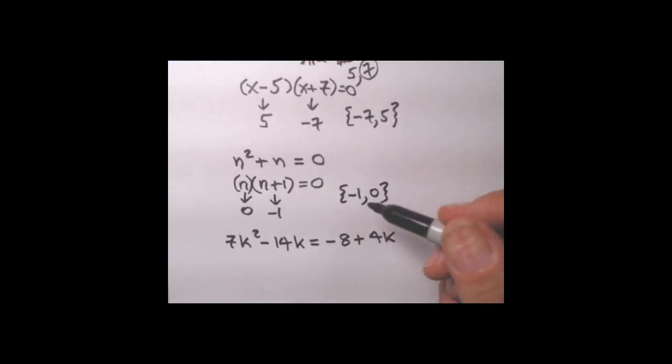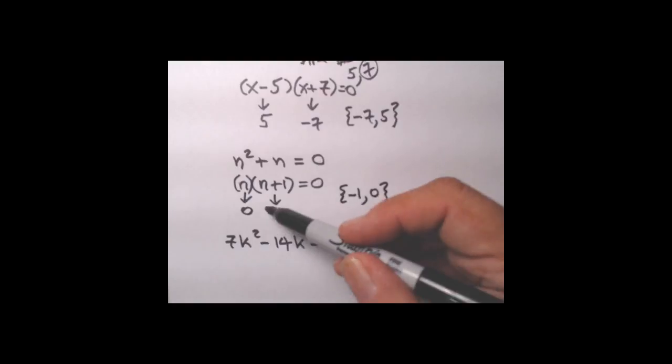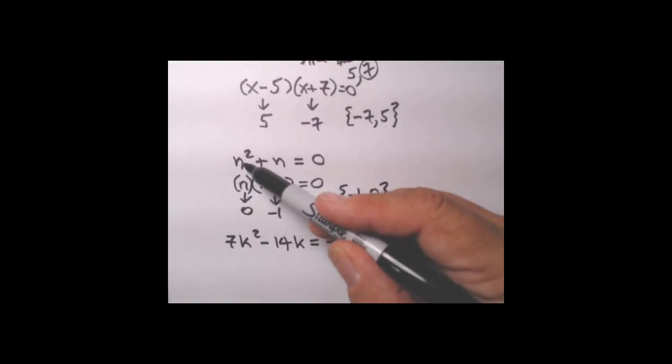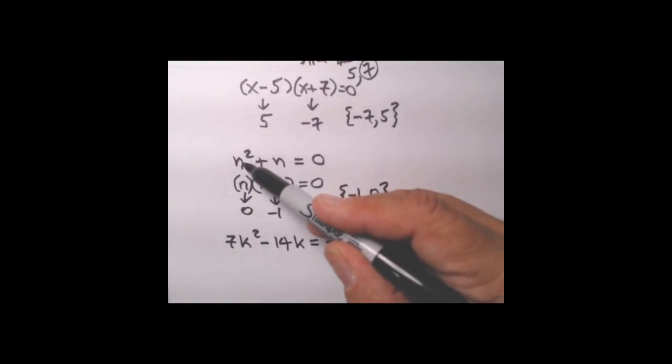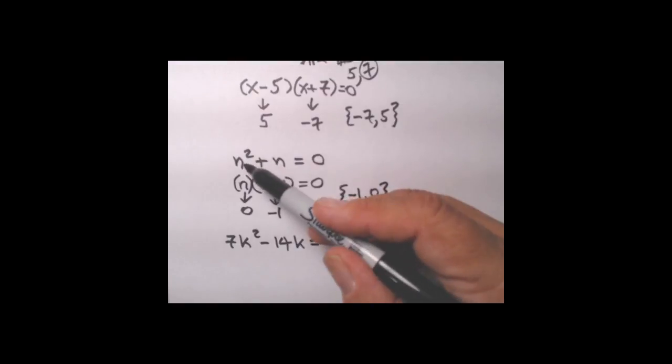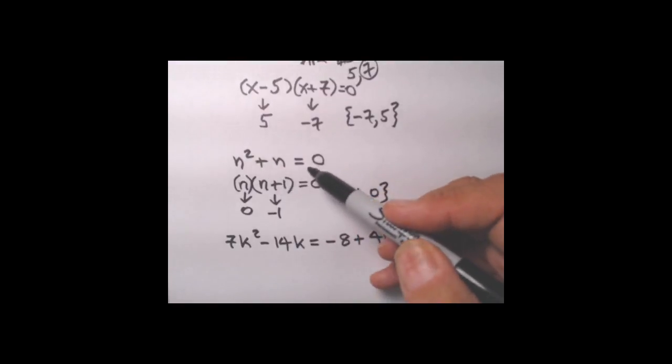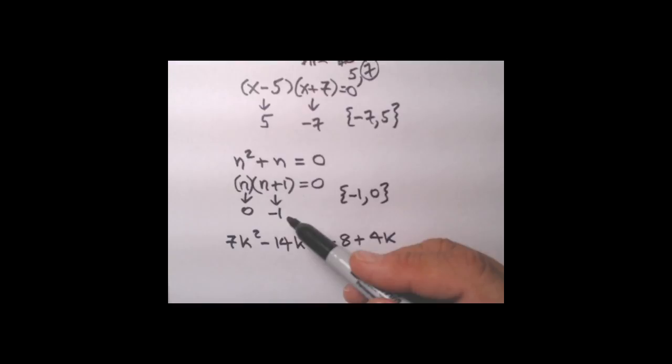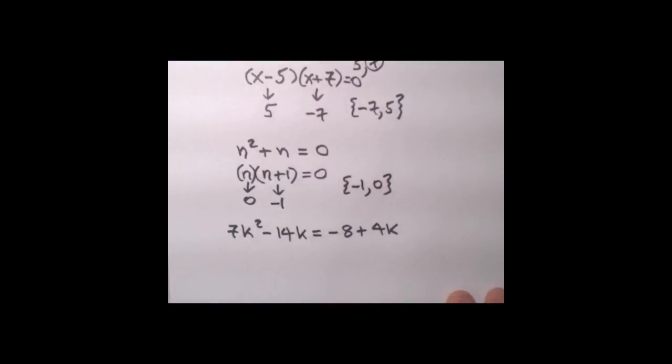Now you think, can 0 be right? Oh yeah, it's the easiest to see. Look at the original equation. If n is 0, then n squared is 0, plus n, which is 0. You got 0 plus 0, that certainly equals 0. And if you plug the -1 in, that would work also.